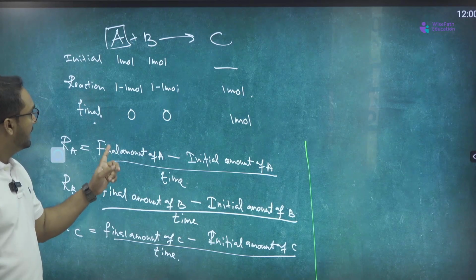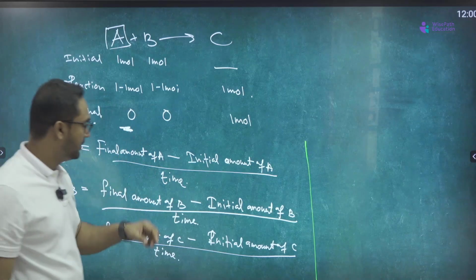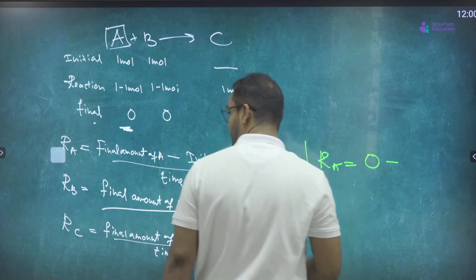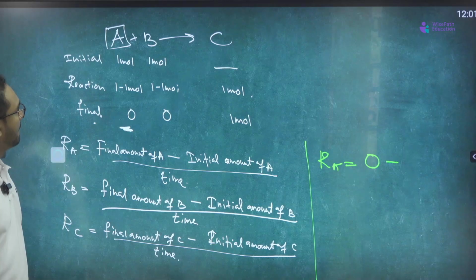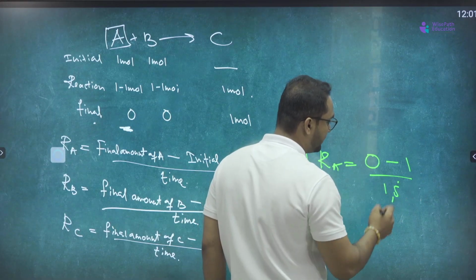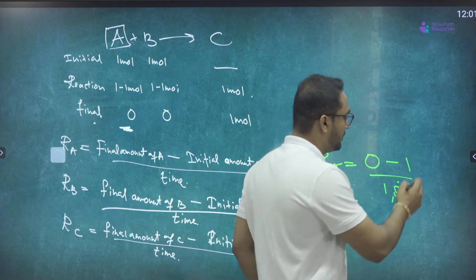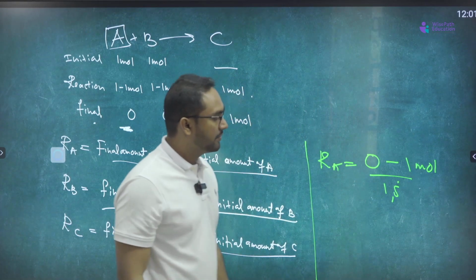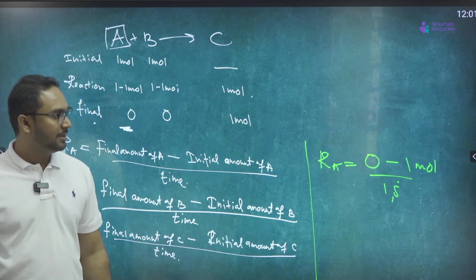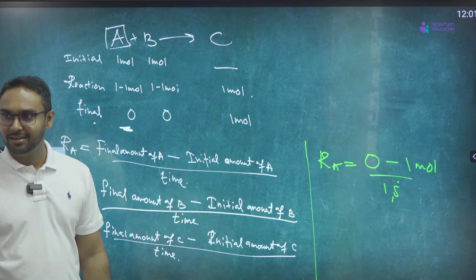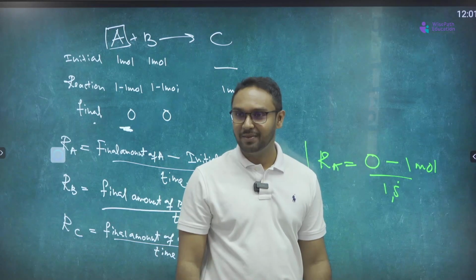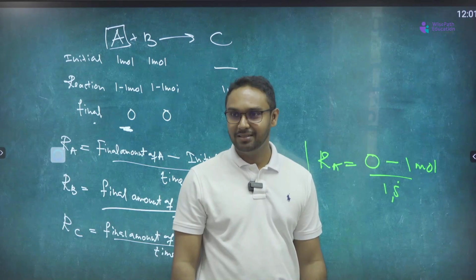Now tell me, the final amount of A, that is 0. Final amount of A is 0. So RA equals final amount, 0, minus the initial amount of A, that is 1. We will take the time spent as 1 second, and I will take this as moles. And the rate of reaction is what? Zero minus 1 over 1, that is minus 1 moles per second, right?